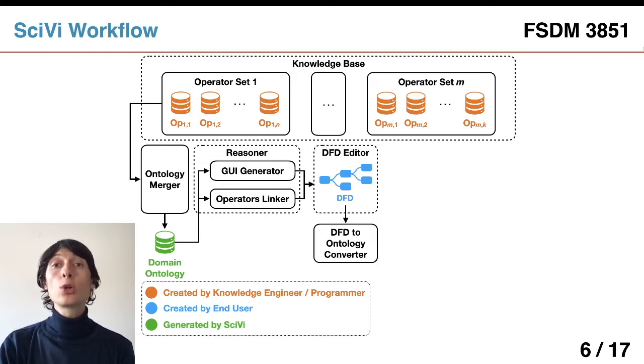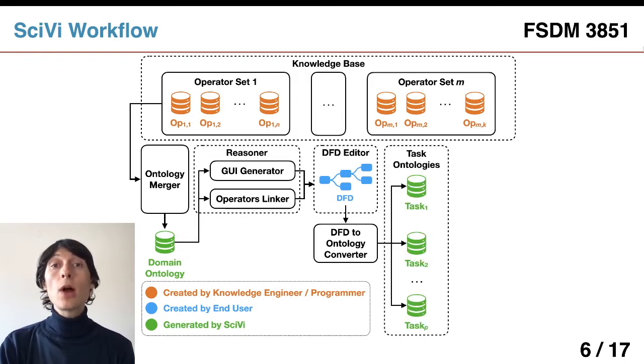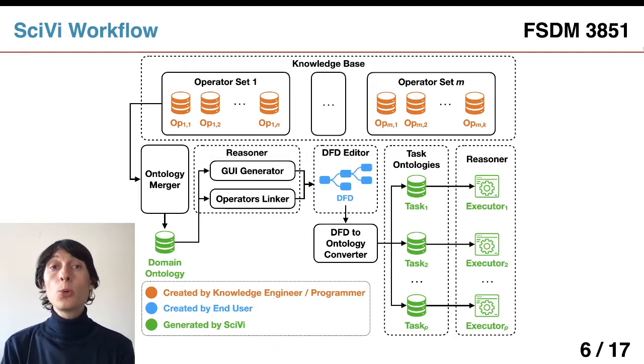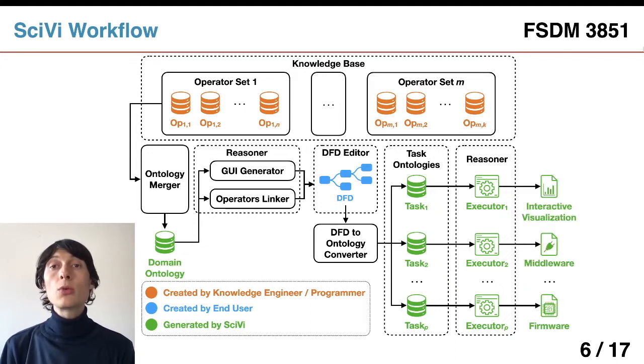Skizzy automatically converts this data flow diagram to the set of task ontologies, which describe particular pieces of work distributed over the different computing resources available in the Skizzy network. For each task ontology, the corresponding executor is spawned on the suitable computing resource. The execution results in interactive visualization, or some other artifacts are generated. For example, the firmware for the electronic devices within the Internet of Things. However, the cases beyond the visualization and visual analytics lay outside of the current talk.